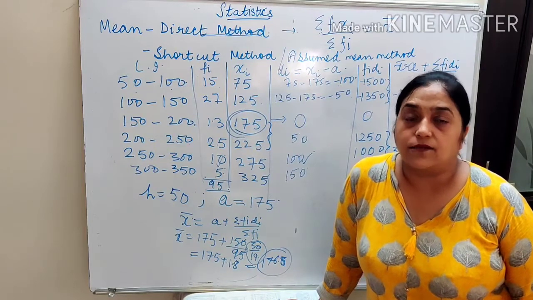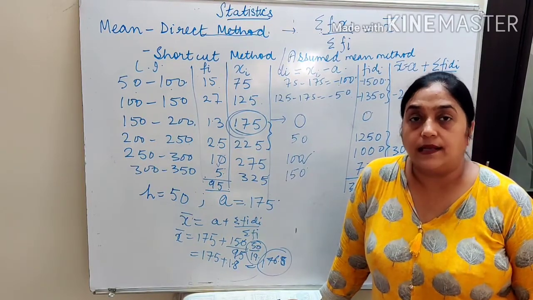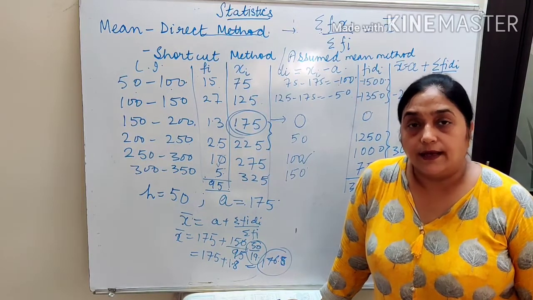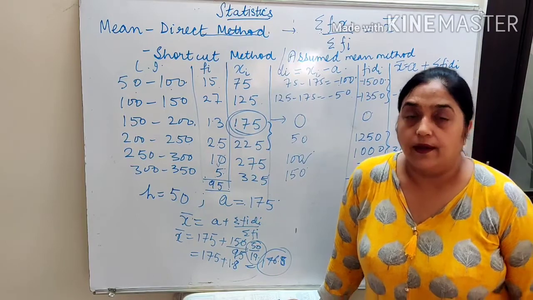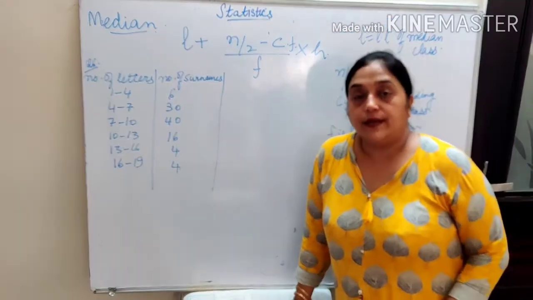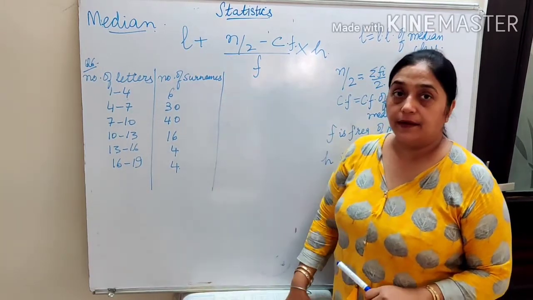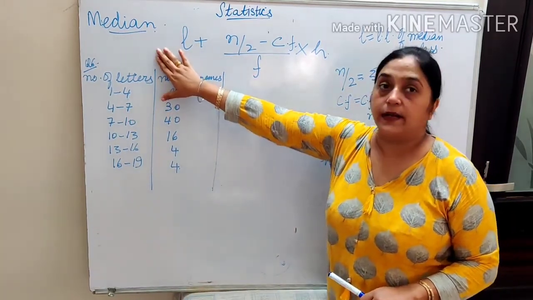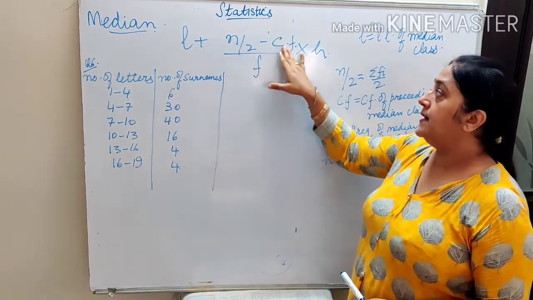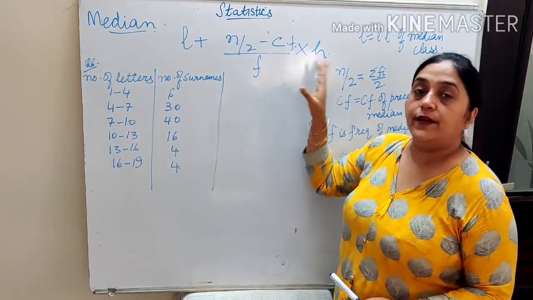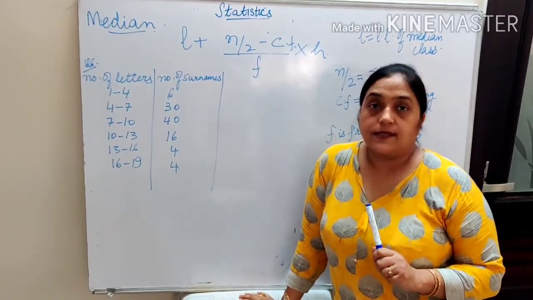Today's topic is find the median, the second measure of central tendency. Let us see how to calculate the median of grouped data. Students, let us start with the new central tendency, that is the median. The formula to calculate median is L plus n by 2 minus Cf upon f into h. You have done median in raw data also, that I discussed yesterday.